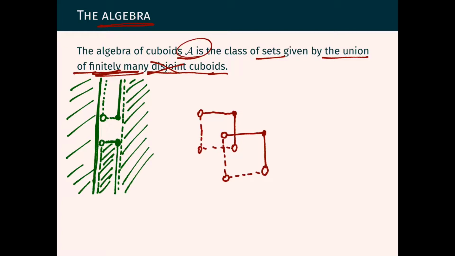For example, how can we express the union of these 2 rectangles in this form, as a union of finitely many disjoint rectangles?